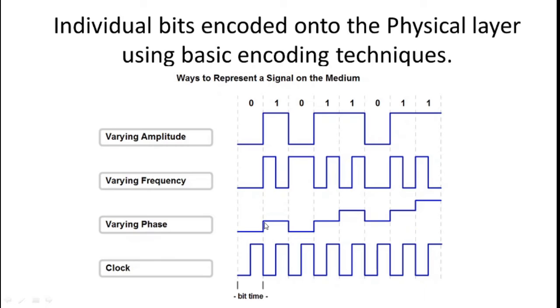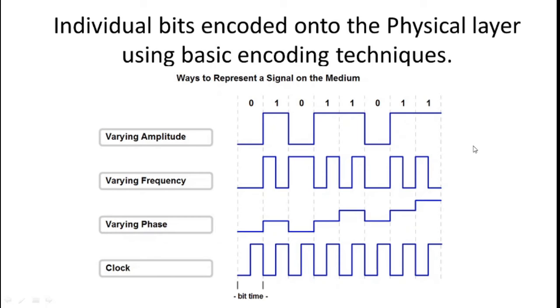And this is varying the phase, that is phase modulation. When it is 0 it remains the same, when it is 1 the phase increases, again for 0 it decreases, for 1 it increases, again for 1 it increases, again for 0 it decreases, and it goes on like this. This is varying the phase with this clock, with this being the time for one bit.